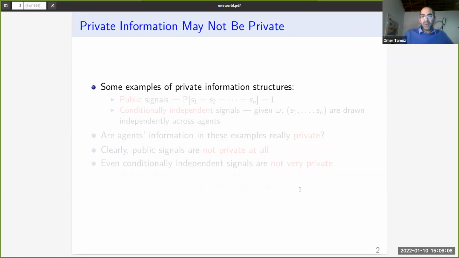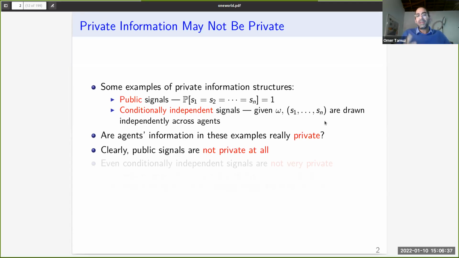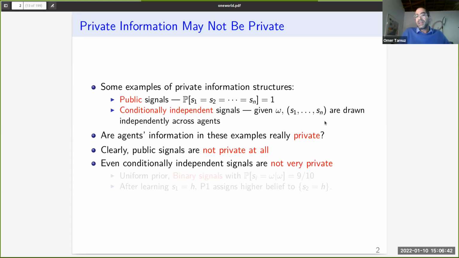Okay, so some examples of private information structure. One is public signals, where all these signals are the same with probability one. Another very standard one is conditionally independent signals. So given omega, these S's are drawn independently across agents. This is very standard. The idea is, for example, omega is something that I'm going to measure, and the measurement error is independent between agents. In some sense, these are not really private. Public signals are obviously not private, but even conditionally independent signals are not really private.